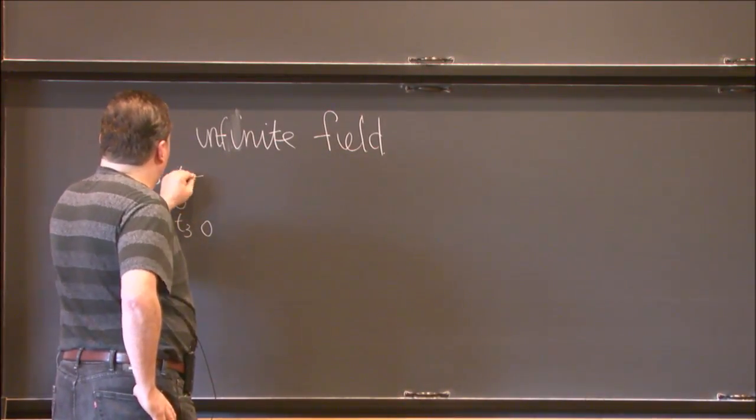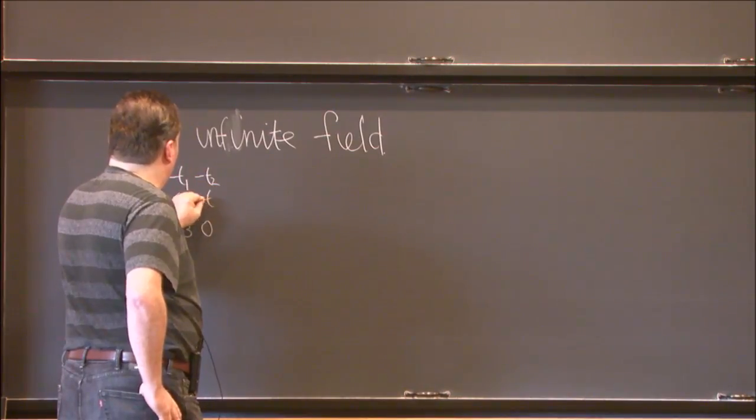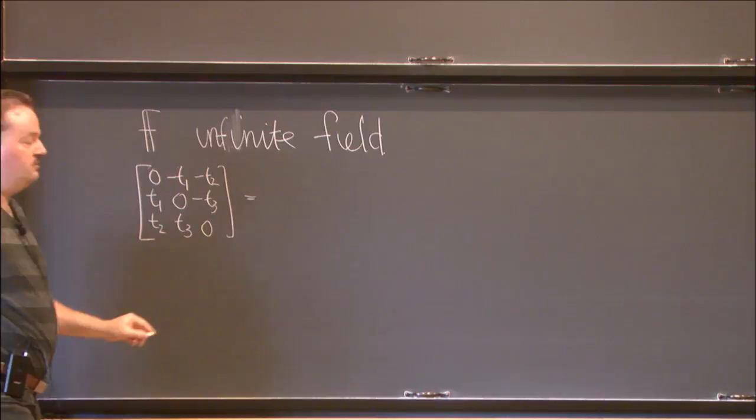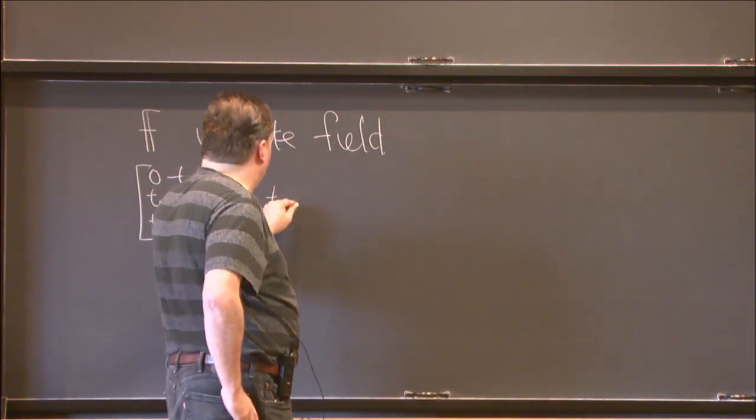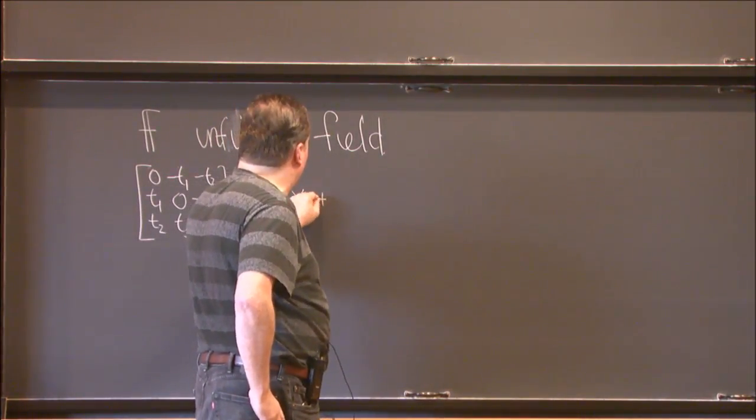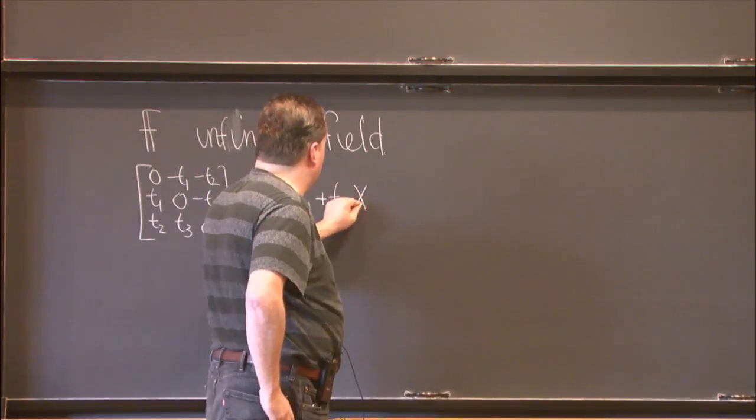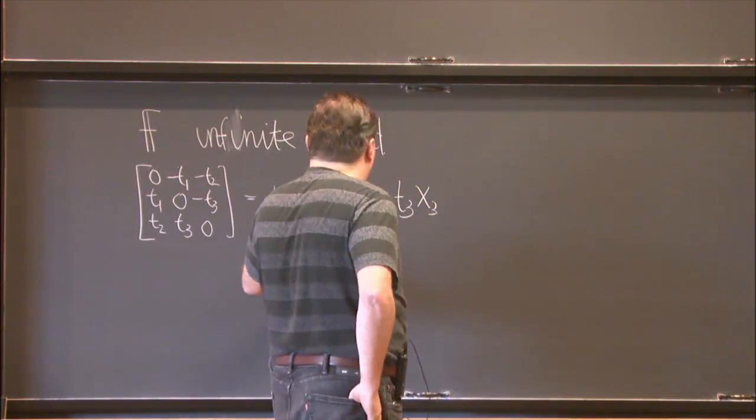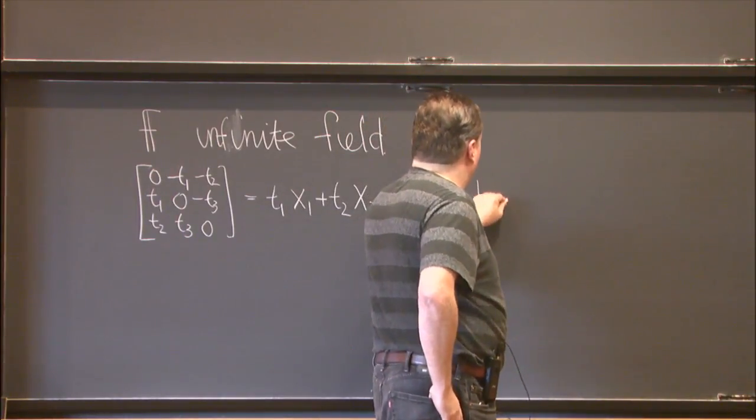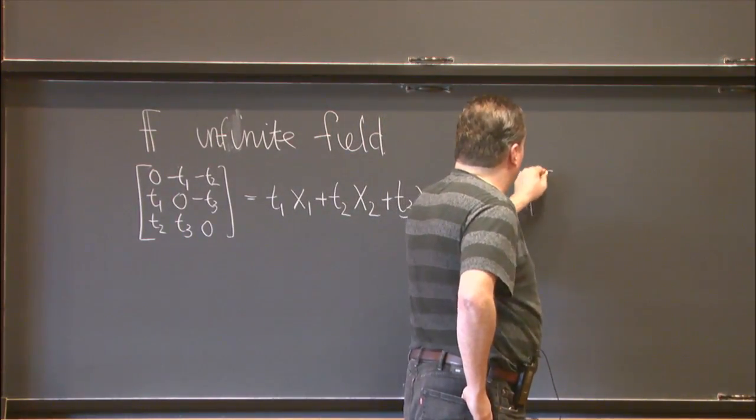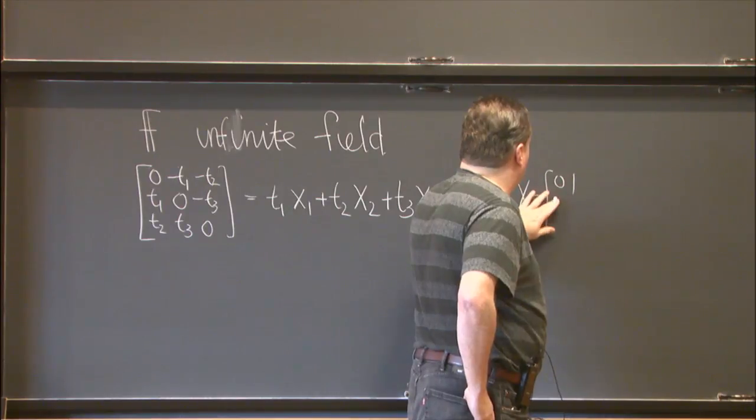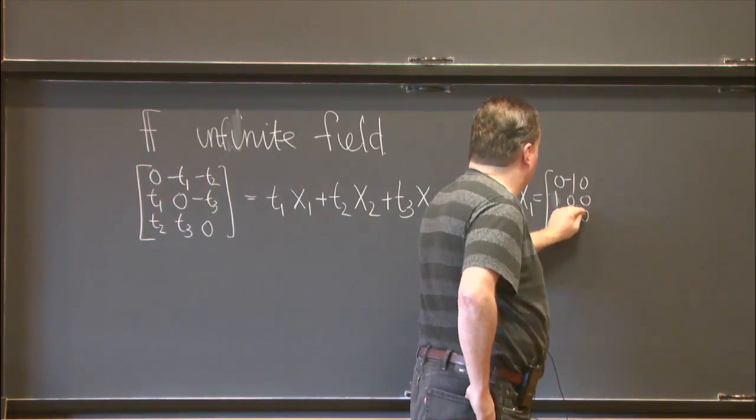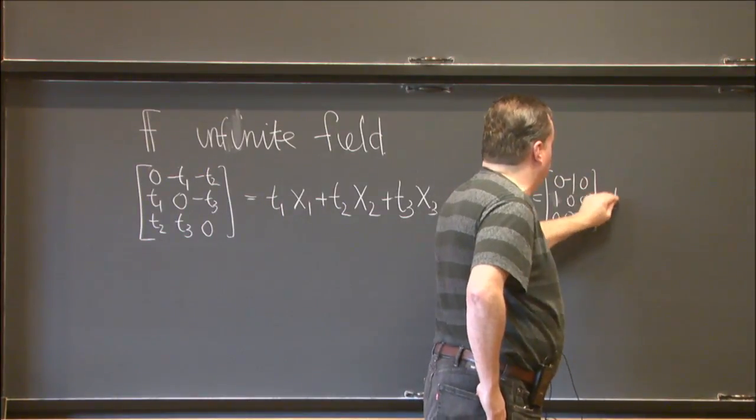Negative T1, negative T2, negative T3, where T1, T2, and T3 are variables, so I can also write it like a linear combination of three matrices. That's another way of looking at it. You know, where x1 is 0. Sorry. Etc.